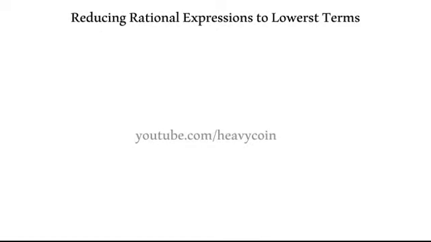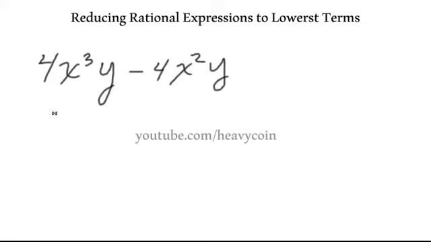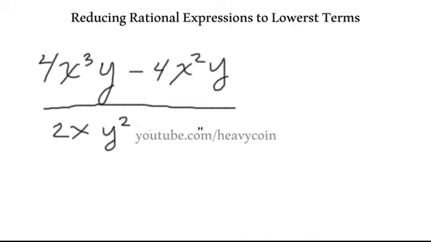Alright, let's see what we've got coming up here. We're going to have 4x cubed y minus 4x squared y, and that's going to be all over 2x y squared minus 2x squared y squared. So we're going to reduce this to lowest terms.